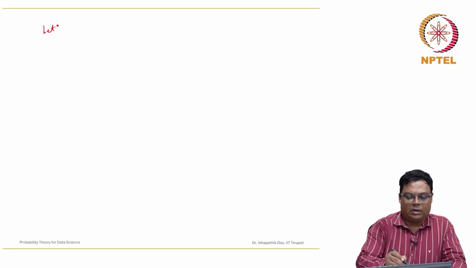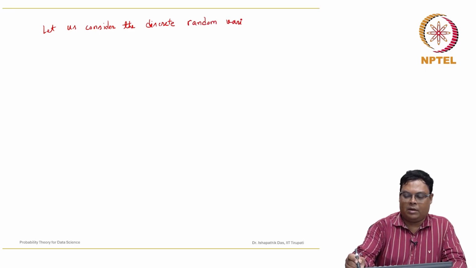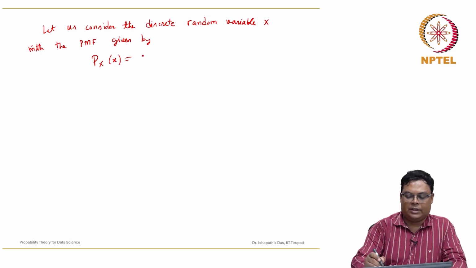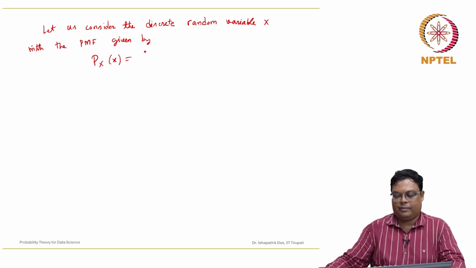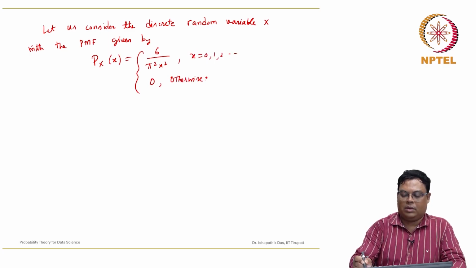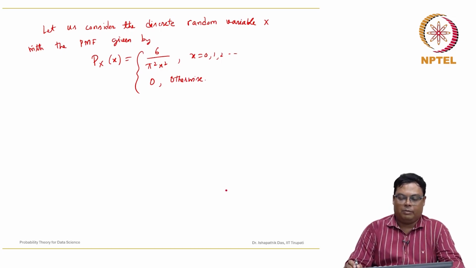Let us consider the discrete random variable X with the probability mass function given by p(x) is equal to 6 by pi square x square, whenever x is 1, 2, and so on, and 0 otherwise. So this is the probability mass function.